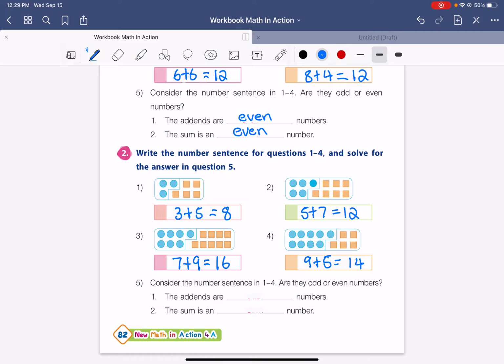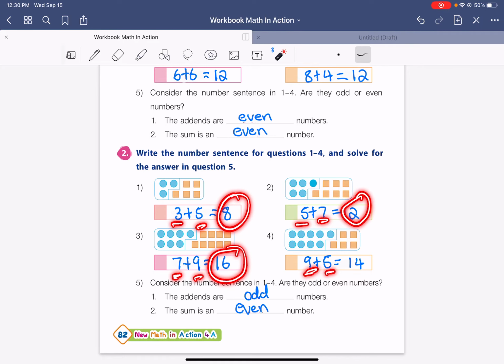Consider the number sentences in 1 to 4. Are they odd or even numbers? The add-ins, these are all odd numbers. I'm going to write odd. The sum is an even number, these are all even. So again, these are the add-ins, this is the sum, add-ins, sum, and sum.